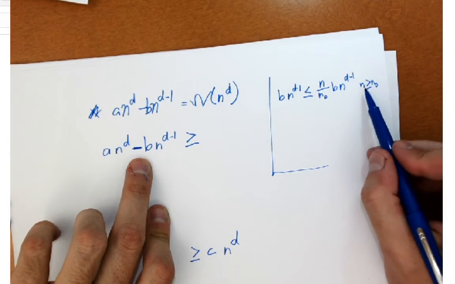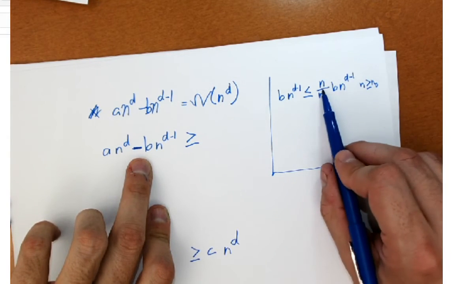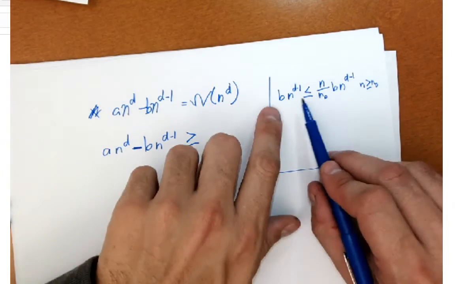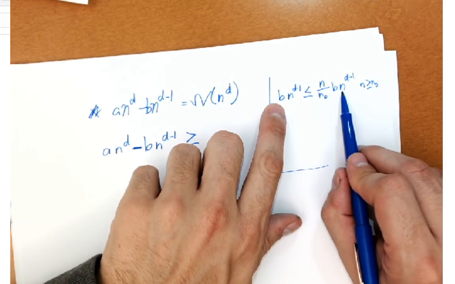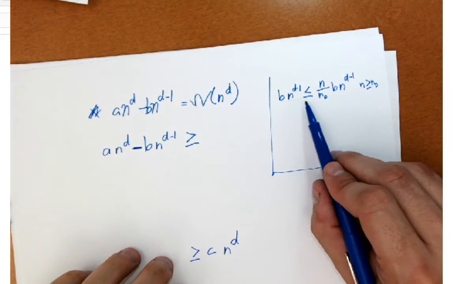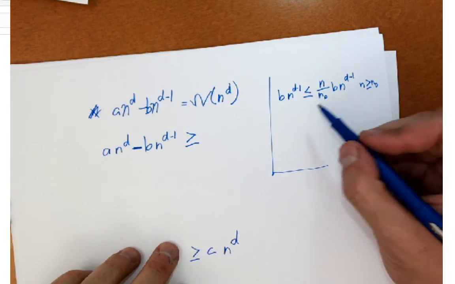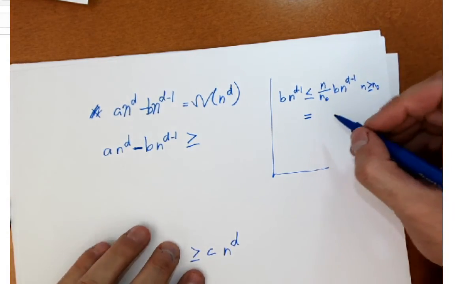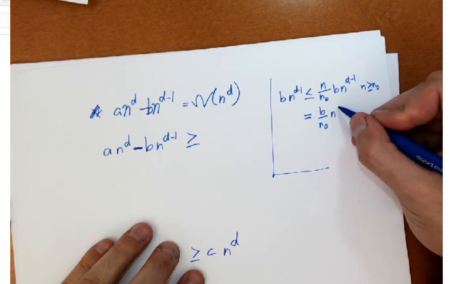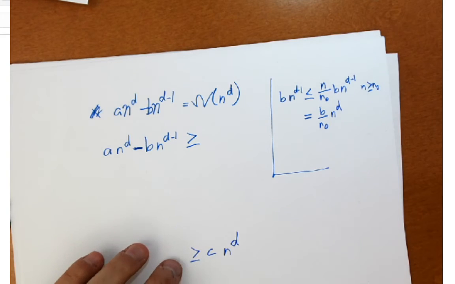Right where n equals n naught, this is a 1. Then you've got perfect equality. If n is bigger than n naught, then you're multiplying this by something bigger than 1. So this thing holds, right? And then that, of course, equals b divided by n naught times n to the d. And that's the trick that we use.